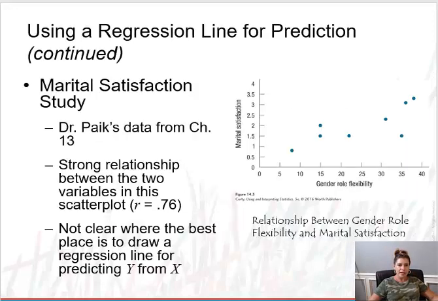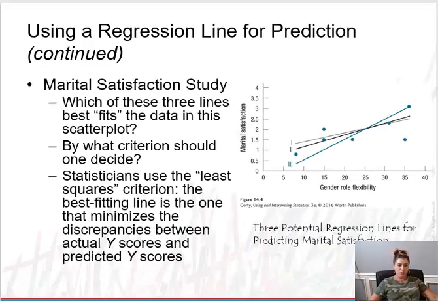So let's look at the marital satisfaction study. Here are the data, and we know there's a positive relationship, right? And we know that the correlation coefficient was 0.76, so it's a strong positive correlation. So, if we try to eyeball the lines of best fit, we can do it in a variety of ways. What statisticians use is a formula called the least squares criterion. It's a way that we plot a line that minimizes the discrepancies between the actual y-scores and the y-scores that we predict.